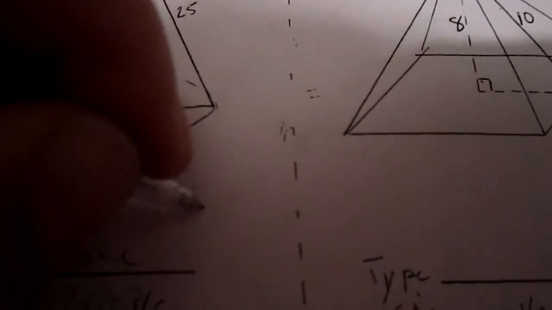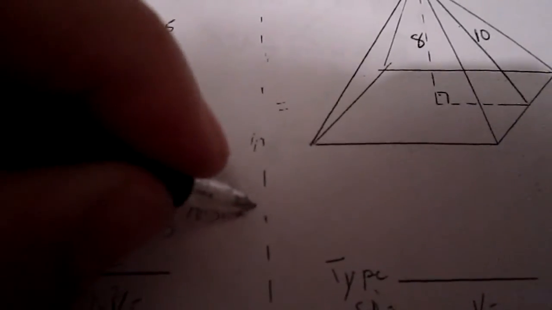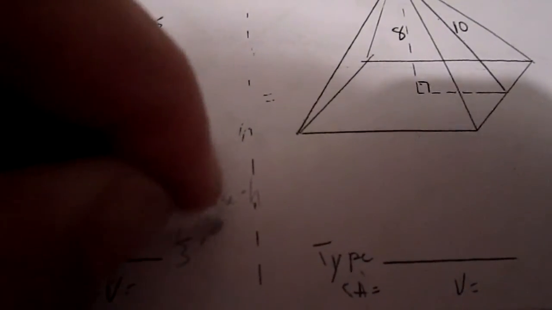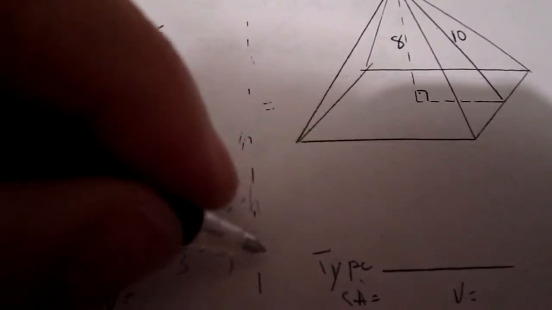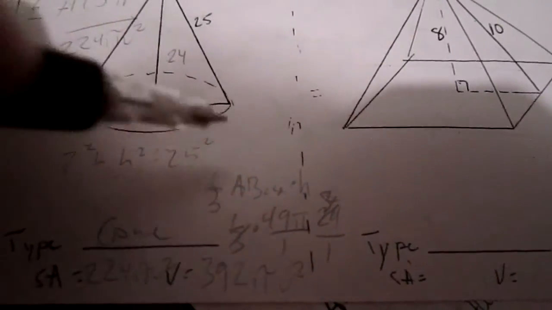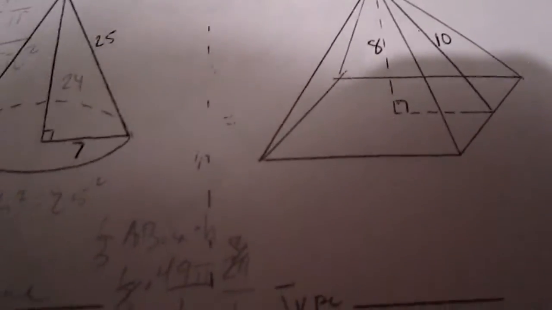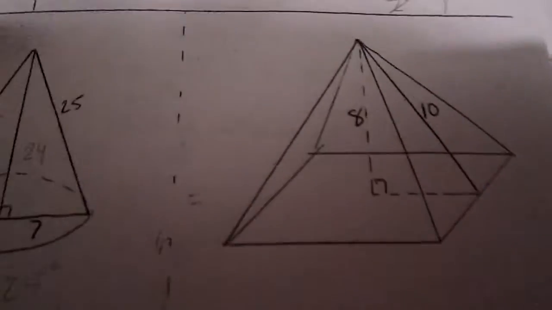Volume is going to be 1/3 the area of the base, again, which is the circle, times the height. So the area of the base again is 49 pi. So what we got here is 1/3 times 49 pi over 1 times 24. What I see here is I can cross out the 3 with the 24. I end up with 49 times 8. Well, 49 times 8 is 392 pi units cubed. What I did really was 50 times 8, which is 400, and I subtracted an 8 because it's 1 less 8 than 50.